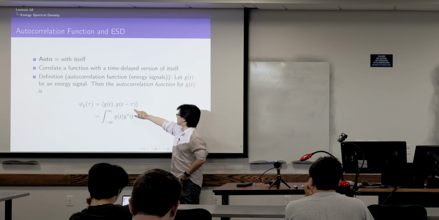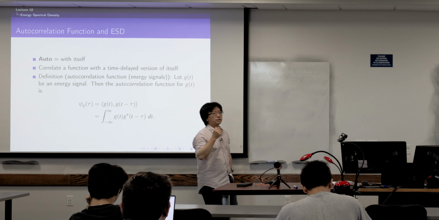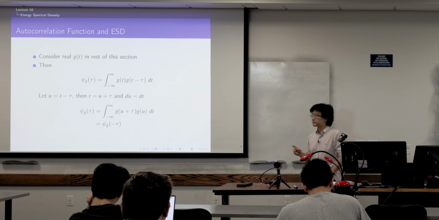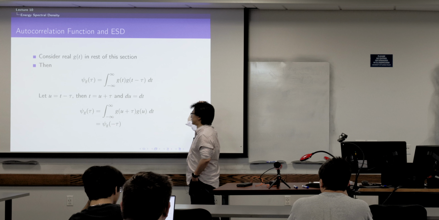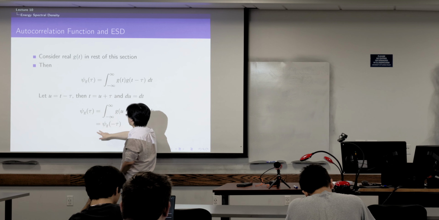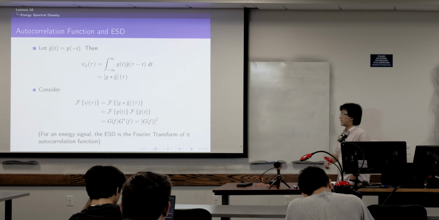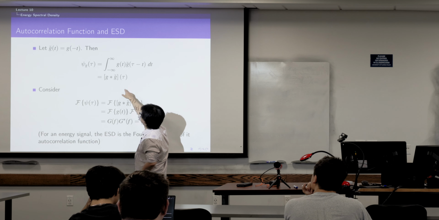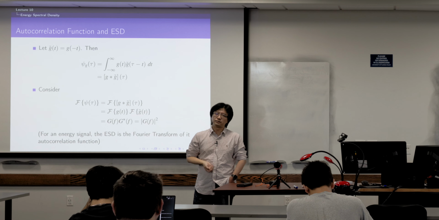Clearly, this is a function of tau, and the result is a function of tau. Before we talk about the cool thing about it, there are two properties we have to introduce. One property is that this is an even function, so psi g of tau equals psi g of minus tau. The other interesting property is that we can write it as a convolution of g of t and g tilde of t, where g tilde of t is defined as g of negative t.